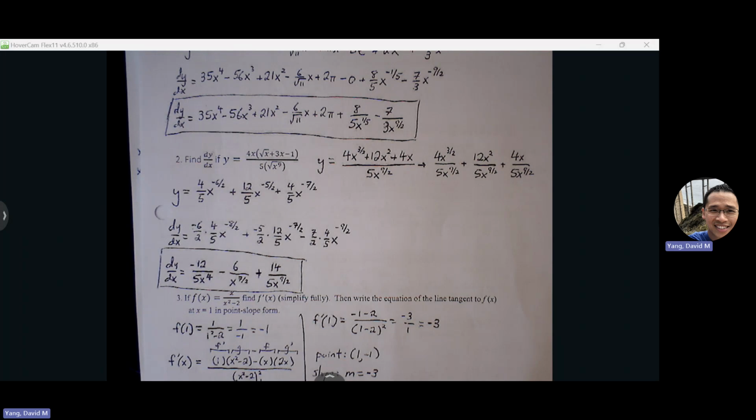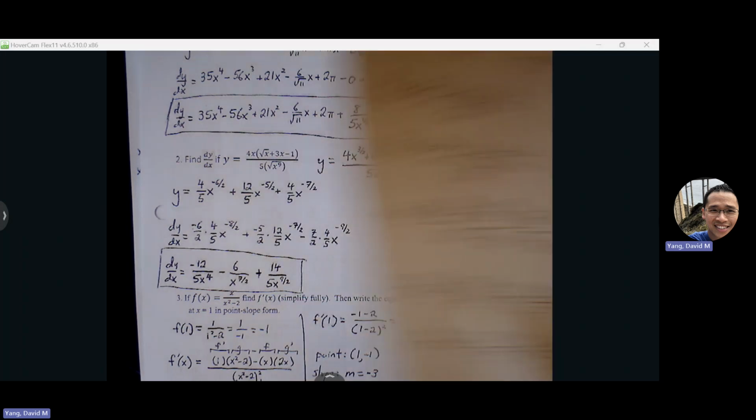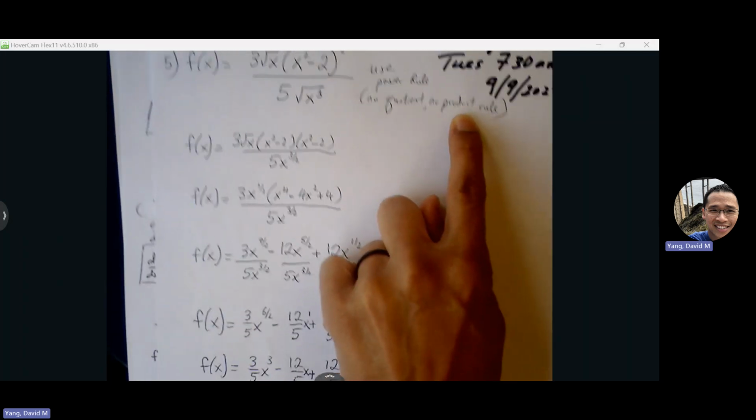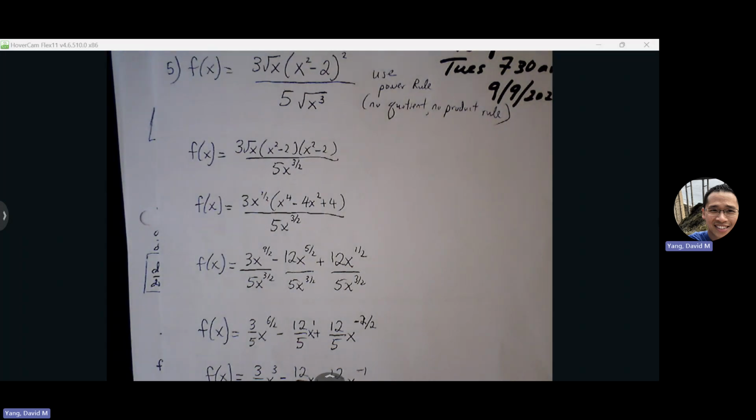Okay. So, yeah, I'm going to say use power rule, no quotient, no problem. And then this one, you have to use quotient. There's no other way.